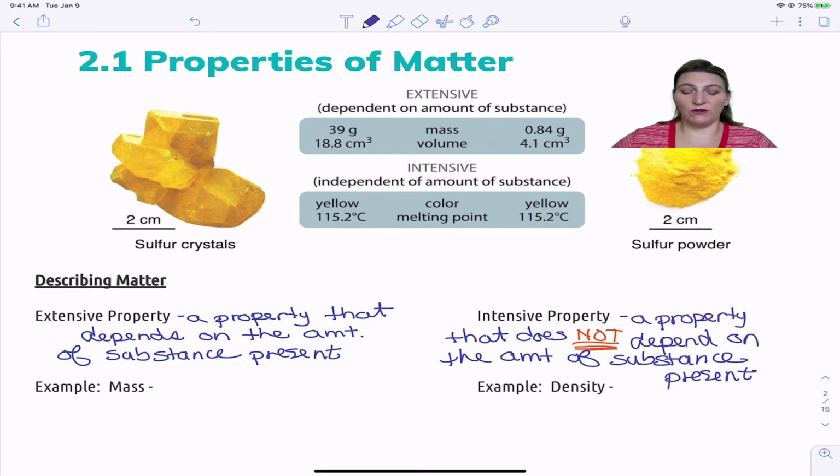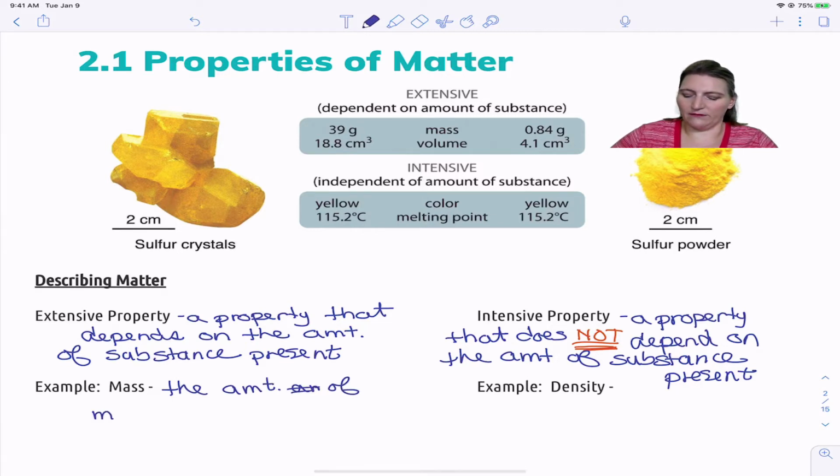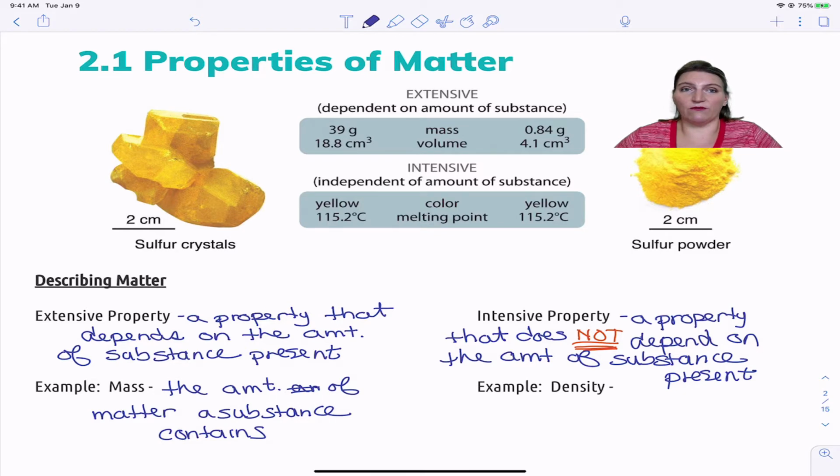And I have two examples here. The first example of an extensive property is mass, because if I have a lot of sulfur, it has a high mass, and if I have a little sulfur, it has less mass, right? So what is the definition of mass? You probably learned this maybe in middle school, but let's write it down again. Mass is the amount of matter that a substance contains. So it's the way that we describe how much of something you have. Obviously if you have a greater sample of sulfur, it has more mass.